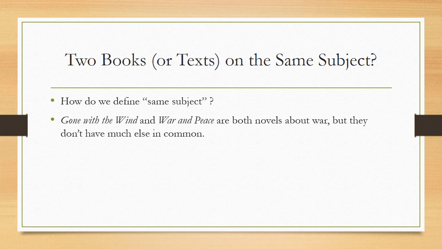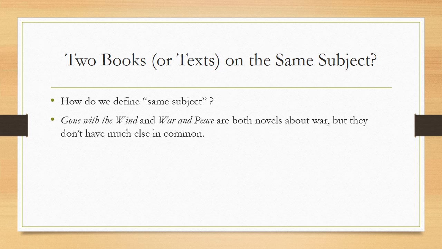The novels Gone with the Wind and War and Peace, both very famous, are both novels about war, but they don't have much else in common. So if I were writing about war and I wanted to make a list of the things I needed to read to understand the topic of war, I probably wouldn't go with these two texts. I might pick one of them, but the only thing they really have in common is that they're historical novels.